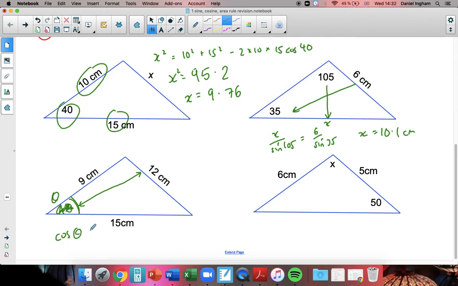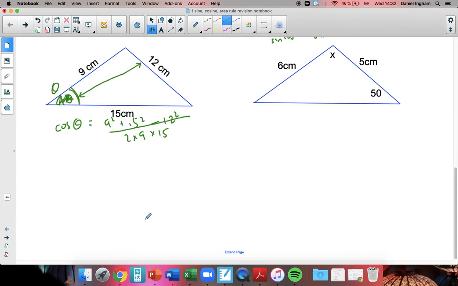I know that cos theta is 9 squared plus 15 squared minus 12 squared, over 2 times 9 times 15. Now, one thing to be careful about here is if you do this all in one line on your calculator, make sure you put a bracket around the numerator, close brackets, divided by, and then put a bracket around your denominator as well.